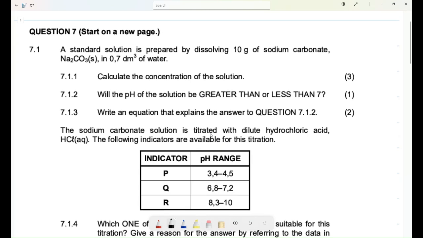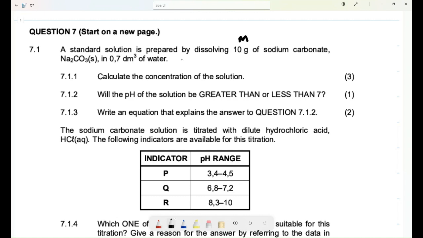Now, let's look at question 7, May June 2024 question paper, which is acid and base. We are told that a standard solution is prepared by dissolving 10 grams of sodium carbonate, Na2CO3, in 0.7 decimeter cubed of water. Now calculate the concentration of the solution.